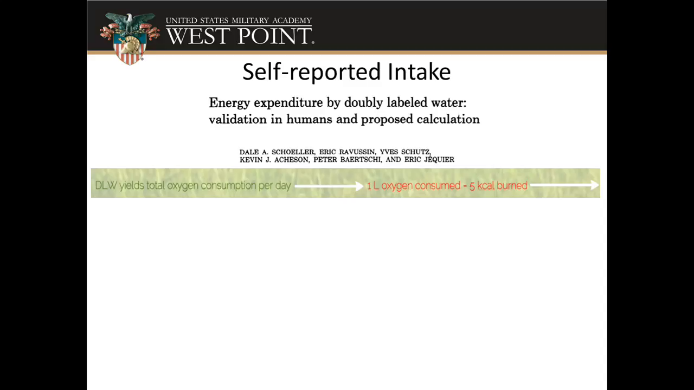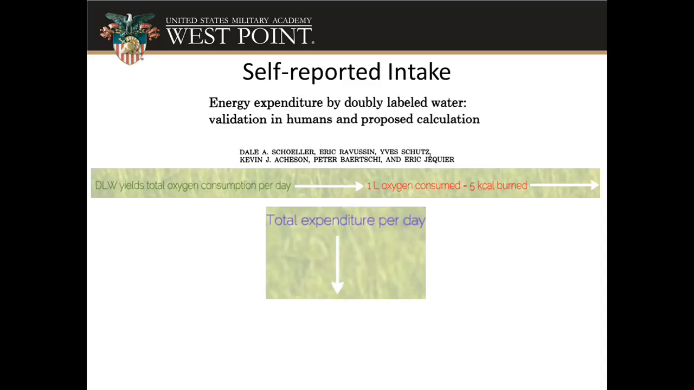From the urine, they can determine how much carbon dioxide has been netted, and from that, how much oxygen has been consumed. Think of oxygen as important for lighting a fire. It's an important component to burning. Therefore, from oxygen consumption in humans, we can tell how much energy they've burned. One liter of oxygen consumed is equal to 5 calories burned, and from that I can get how much they expended per day. This is called doubly labeled water for energy expenditure, as you see in the title of his paper up here.